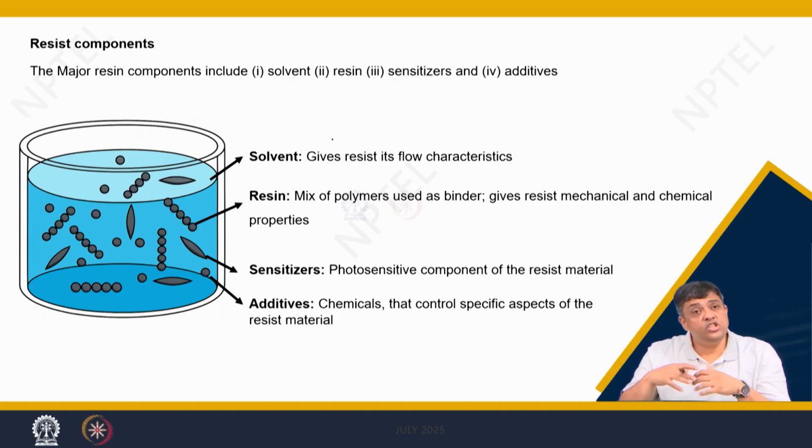Now, resin is a mix of polymers used as binders, which gives the resist its mechanical and chemical properties. So, it is used as a binder, so that the resist is actually not inhomogeneously spreading. So, it binds the resist. Sensitizers, it is the photosensitive component of the resist material, and you have additives. These are chemicals that control specific aspects of the resist materials. So, the resist itself is a non-trivial component if you look more in detail.